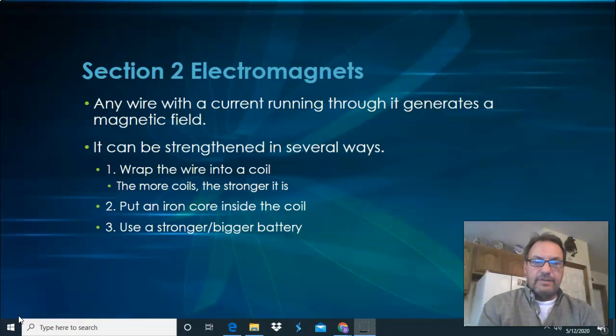You're going to have something that's iron, that's going to have a lot of electrons in it, that will line up with the magnetic domain. And then another way to strengthen the electromagnet is to use a stronger or a bigger battery. And this is pretty much common sense. The more electricity that you're running through it, the stronger the magnetic field will be.